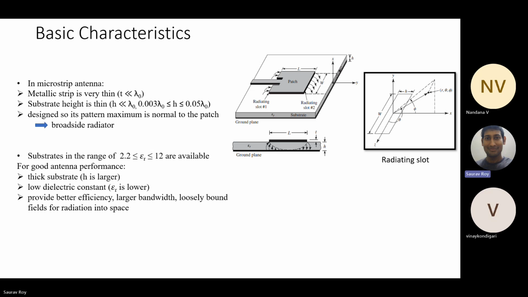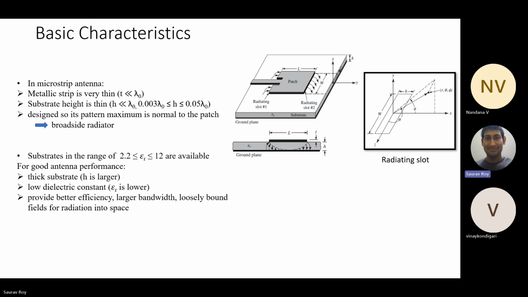Do you see the coordinates here? X, Y, and Z are mentioned. Yes, sir. So you see the slots. Which plane is the slot in? What is the plane of the slots? The radiating slot is in the XZ plane, X and Z. Yeah. So that is what is shown on the right-hand side.